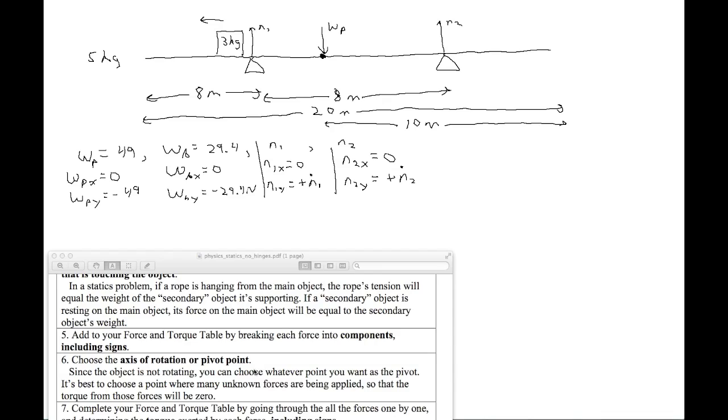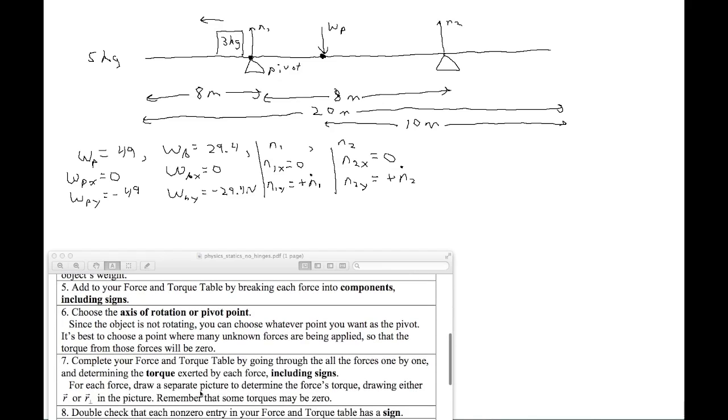I'm sorry. What do you mean by that? Whose point one? The first fulcrum, the one that we called N1. That is a good choice. So let's call this the pivot. It's always good to actually label the pivot. It's important to label that pivot. Now, step 7, now we have to determine the torque from each force.